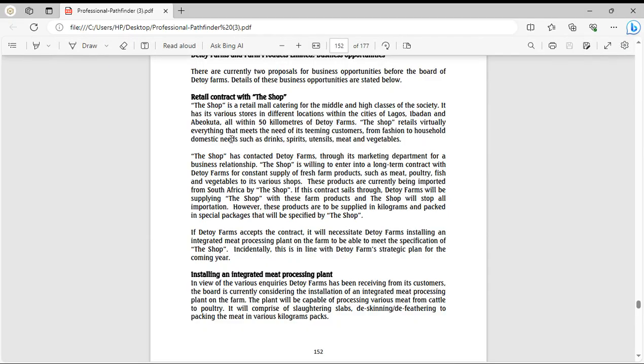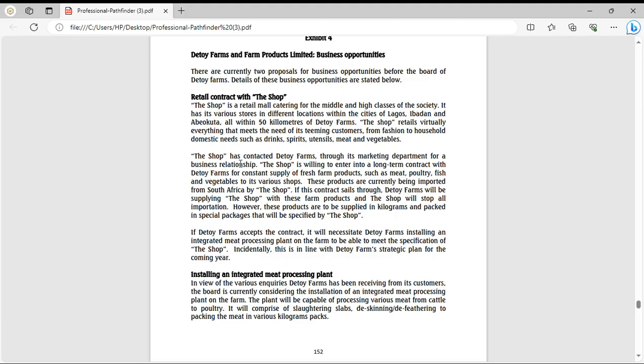Now we're told about the retail shop, that this was information with a retail contract with the shop. So the shop is like the company you are working with. The shop is a retail mall kitchen for the middle class and high class. They're not telling us about the shop, what they do, and the shop has contacted Detroit Farms through its marketing department for a business relationship.